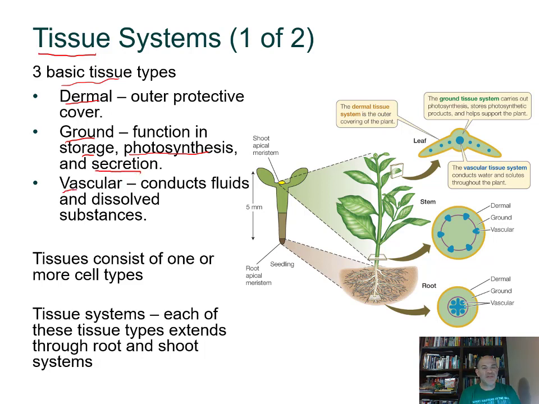And then you have the conducting tissue, the vascular tissue, which conducts fluids up and down the tree. Xylem carries water and minerals up, and then the phloem carries material back to all parts of the plant.